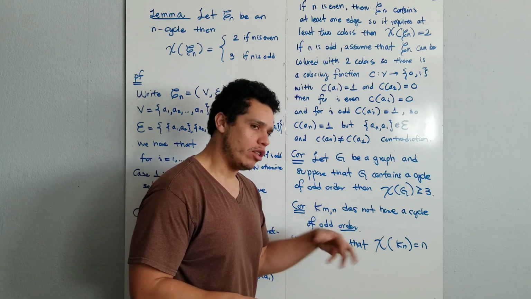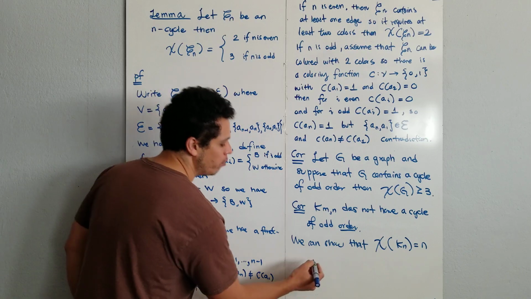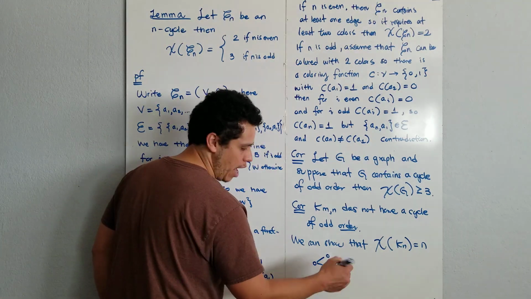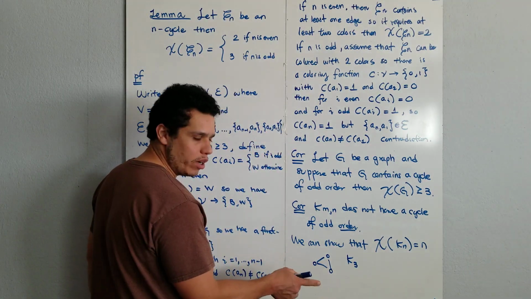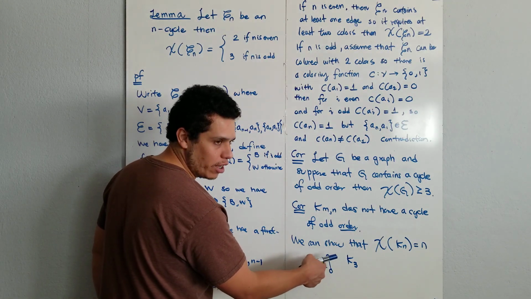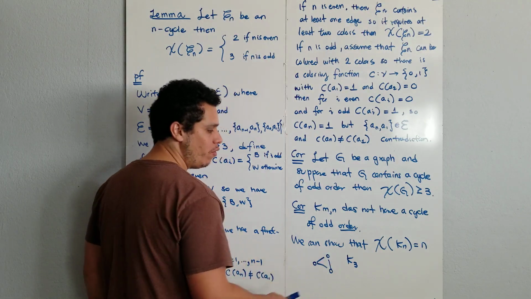But why is it that we need all of those colors to be different? Well, think of the example of the triangle. A triangle, which is a 3 cycle, is also a complete graph of order 3. Why is it that we need 3 colors? Well, because all the vertices are connected with all the others. So the colors must be different.